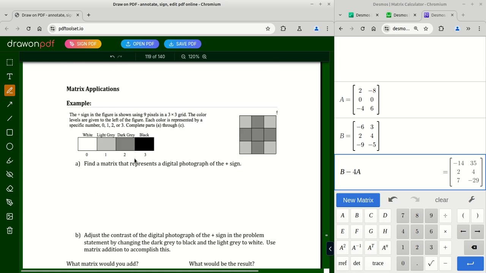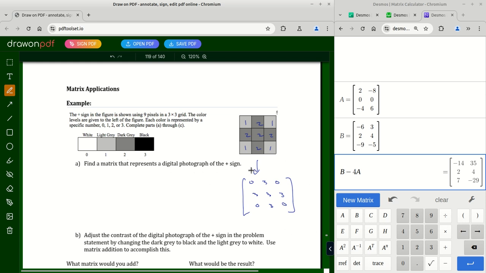So we're changing the color, the contrast of this from light gray, dark gray into whites and blacks. Ultimately the goal is that we have a 1, 2, 1, 2, 2, 2, 1, 2, 1, but we want to convert that into a 0, 3, 0, 3, 3, 3, 0, 3, 0. So the dark gets darker, the light gets lighter. That's what we're wanting to do.